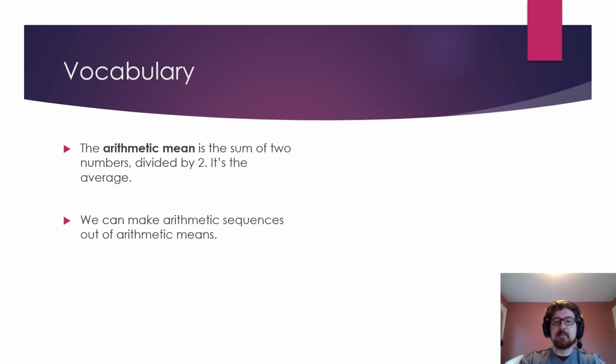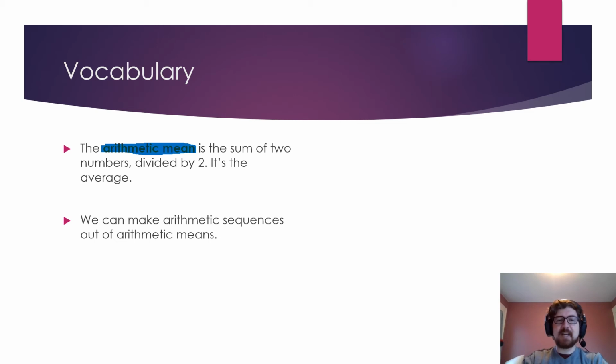So a bit of vocabulary before we move on. About the arithmetic mean. You might be saying, oh my goodness, I have no idea what this is. The arithmetic mean is just the mean. It's the mean that you've been using for years. It's just the average. You add the two numbers together, you divide by 2.